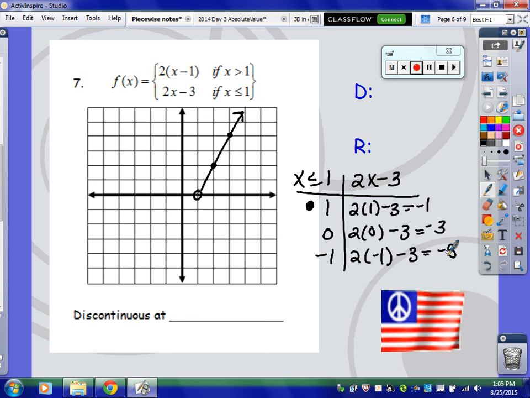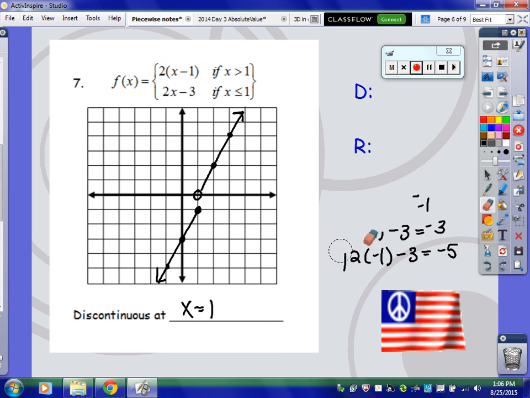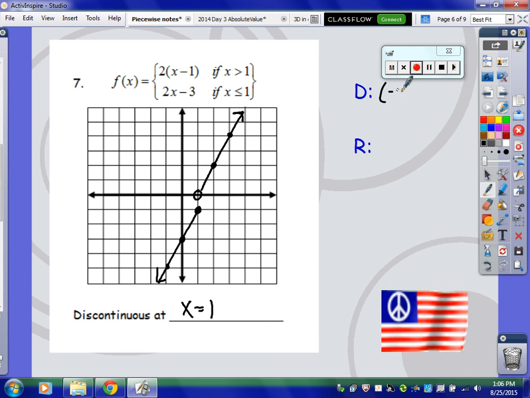Alright, let's graph those. So at (1, negative 1) we're closed. At (0, negative 3). And at (negative 1, negative 5). There. So there's the second piece to our function. Alright, this is discontinuous at x equals 1. Here again, let's do domain and range. Alright, domain should be all reals.